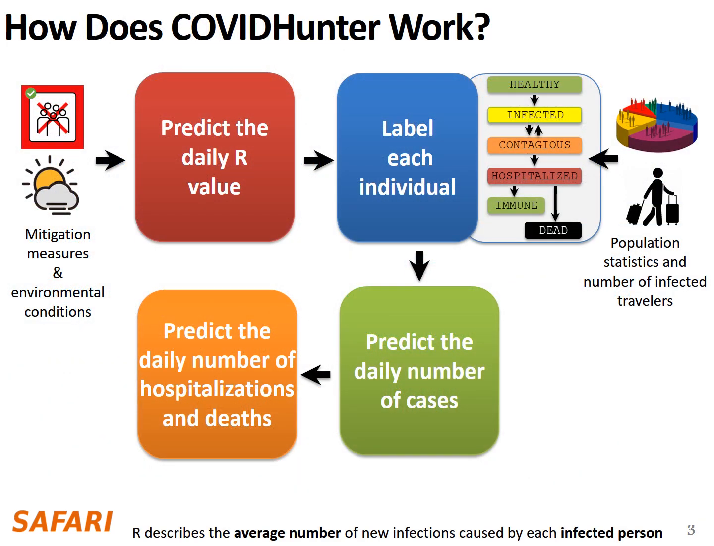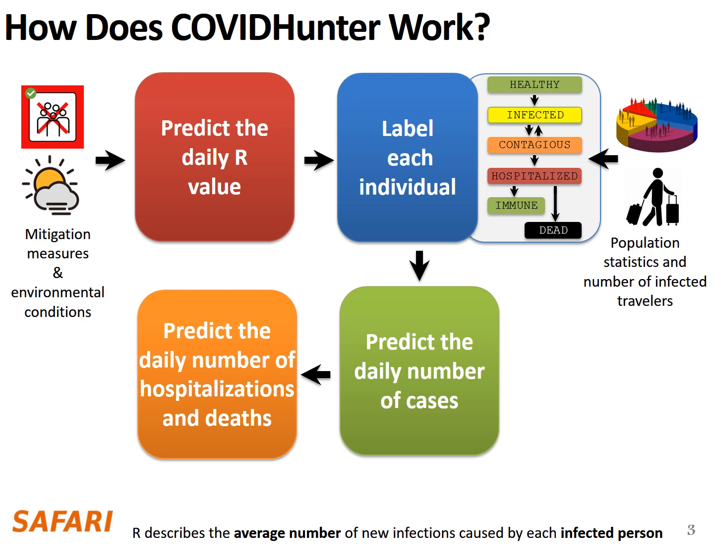How does COVIDHunter work? It has four main steps. The first step is to predict the daily reproduction number, which describes the average number of new infections caused by each infected person. And this step takes information about the mitigation measures and environmental conditions.